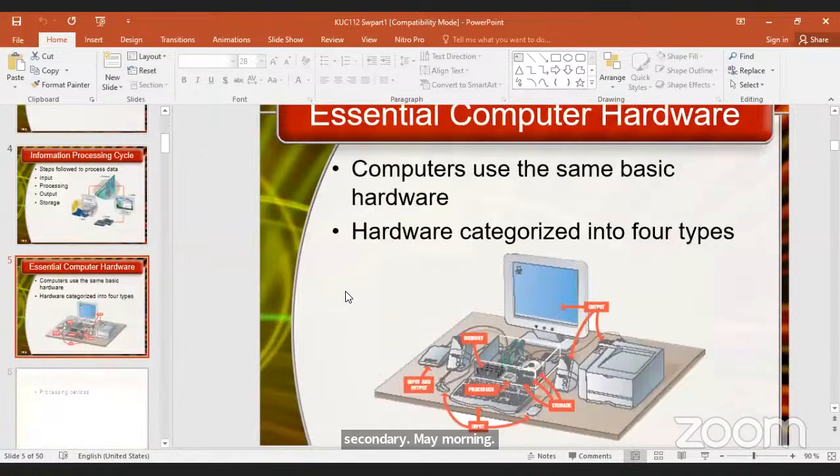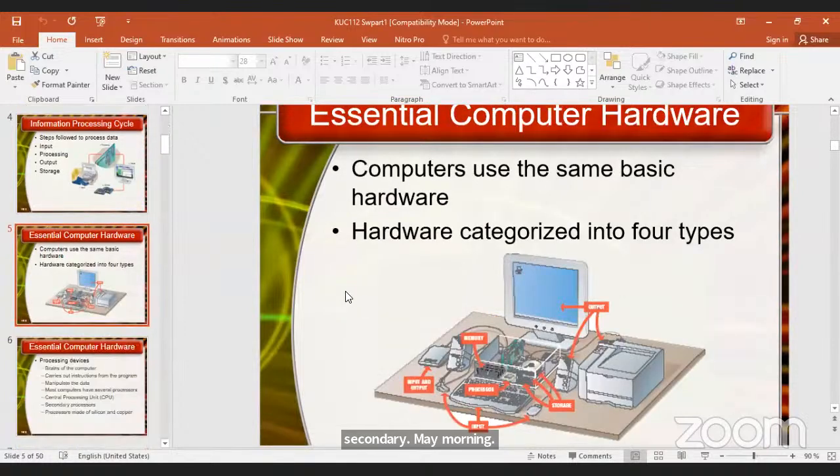So we have 4 categories of computer hardware, as we mentioned earlier. We have the input devices, the output devices, the memory and the processor. These are the very basic fundamental categories of the computer hardware.